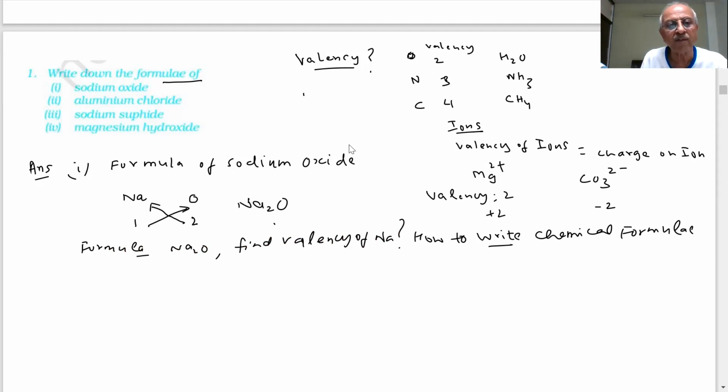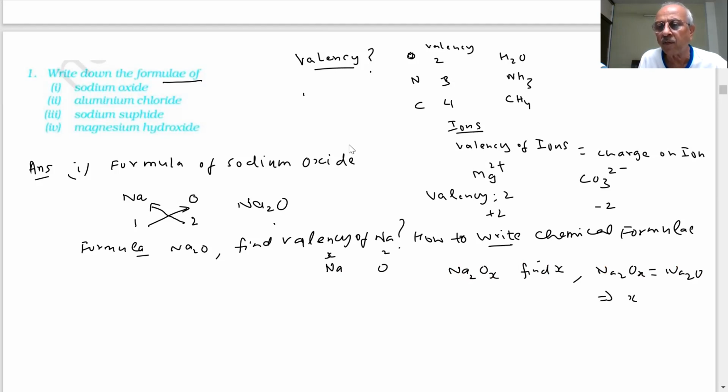How did we do it last time, students? Sodium and oxygen. Let the valency of sodium be X, and the valency of oxygen is 2. You know about it. Then what is the formula becoming? Na2OX. Right? So we have to find the value of X, when Na2OX is equal to Na2O. What will be the value of X in this case, so that this is satisfied?